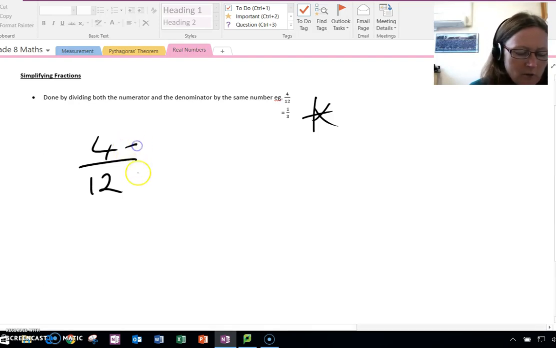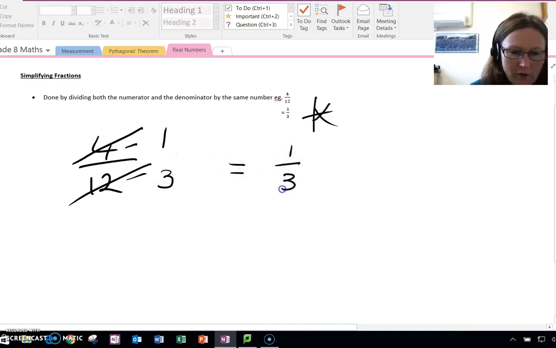Our numerator of 4, our denominator of 12. There is a number that goes into both of those numbers, and that number is 4. So what we do is we say, how many times does 4 go into 4? 4 goes into 4 once. How many times does 4 go into 12? And the answer is 3. So in simplest form, 4 over 12 would be 1 over 3.